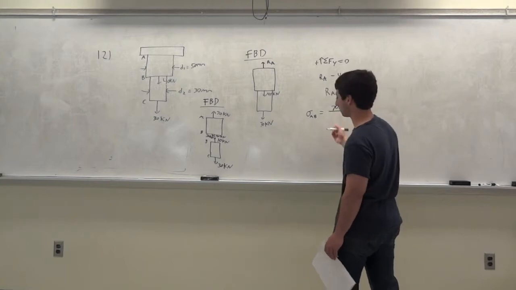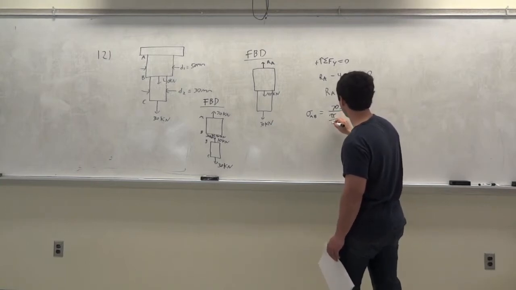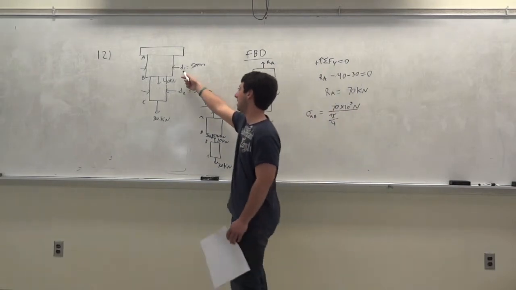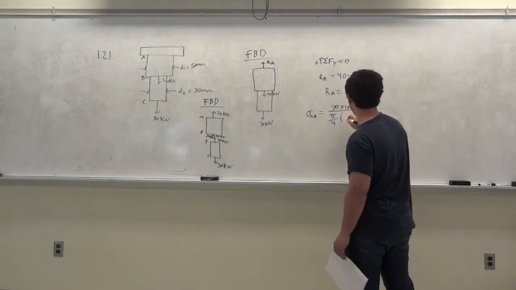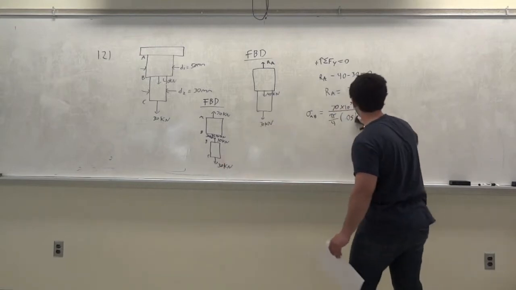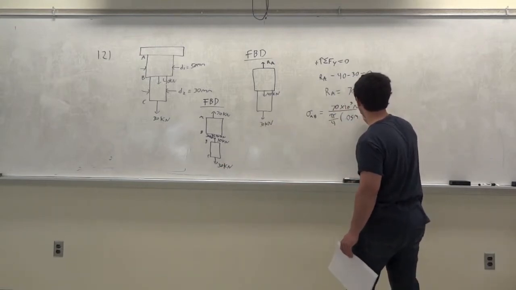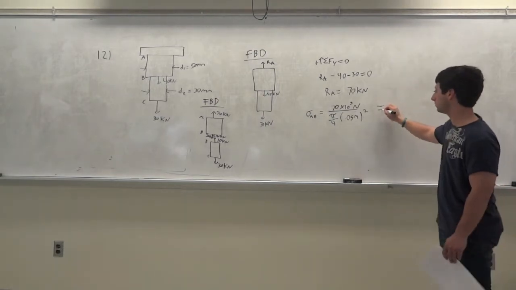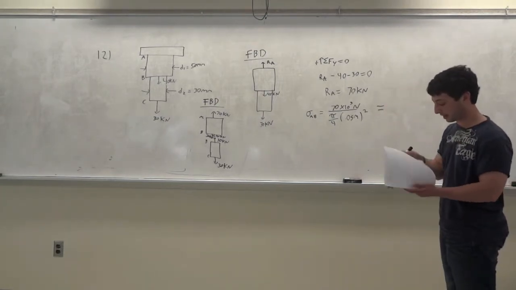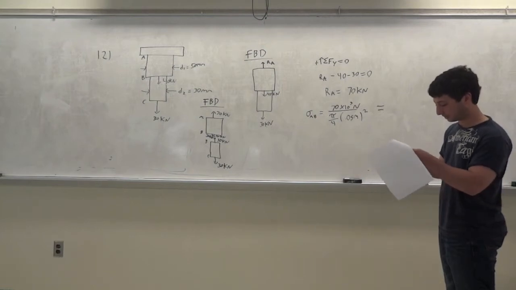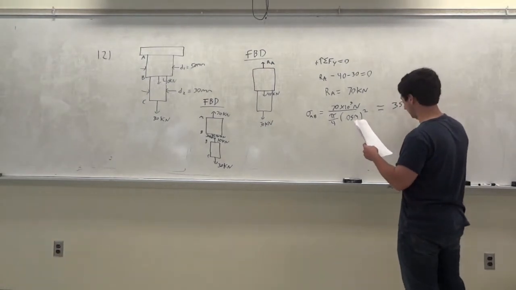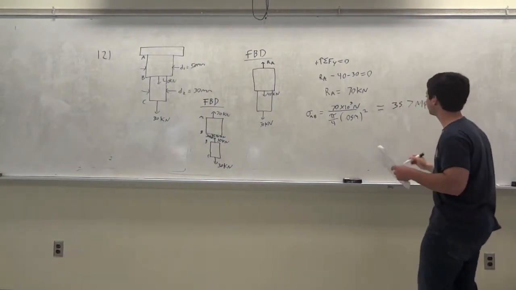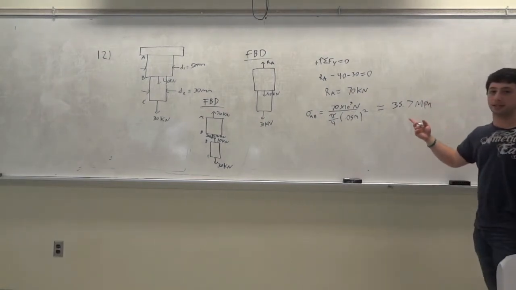This is newtons over the cross-sectional area, which is pi over 4 times the diameter squared. They give the diameter D1 as 50 millimeters, so it's 0.05 meters squared. Okay, so this will give you the stress. The stress in rod AB is 35.7 MPa. MPa is megapascals, it's 10 to the 6.